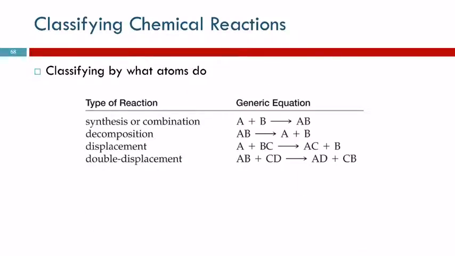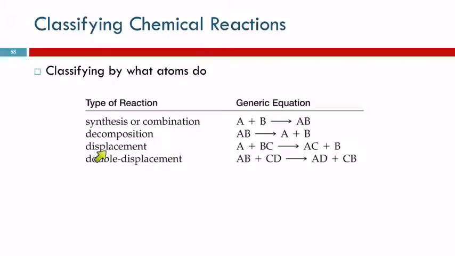We can also classify the reactions by what the atoms are doing. So a synthesis or combination reaction, we have two substances combining into one. So you can identify a combination reaction because you have two or more reactants, only one product. A decomposition reaction is kind of the opposite. You have one reactant and it's decomposing. It's coming apart into two or more products.